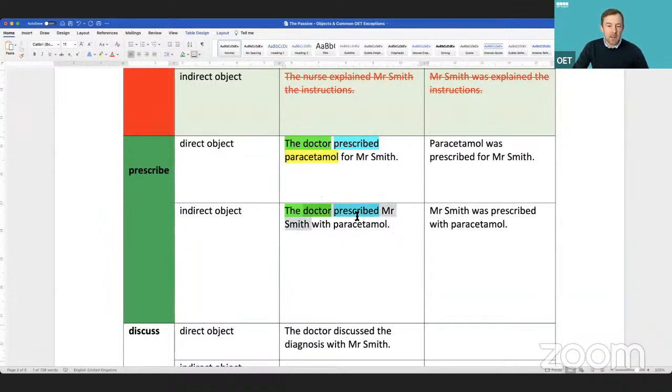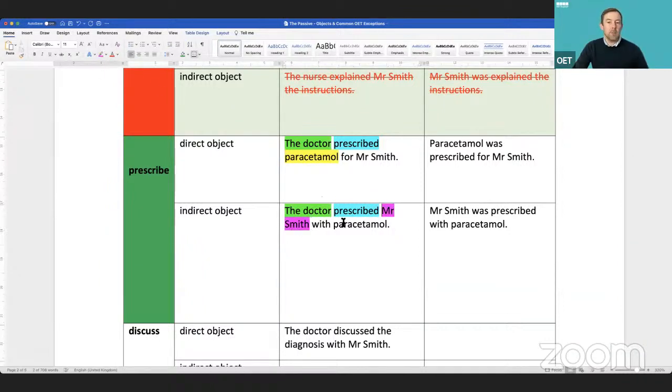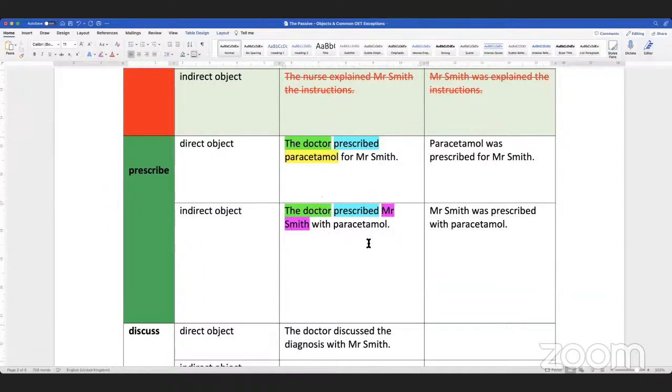What's Mr. Smith? Indirect object. We'll put that in purple. Okay.